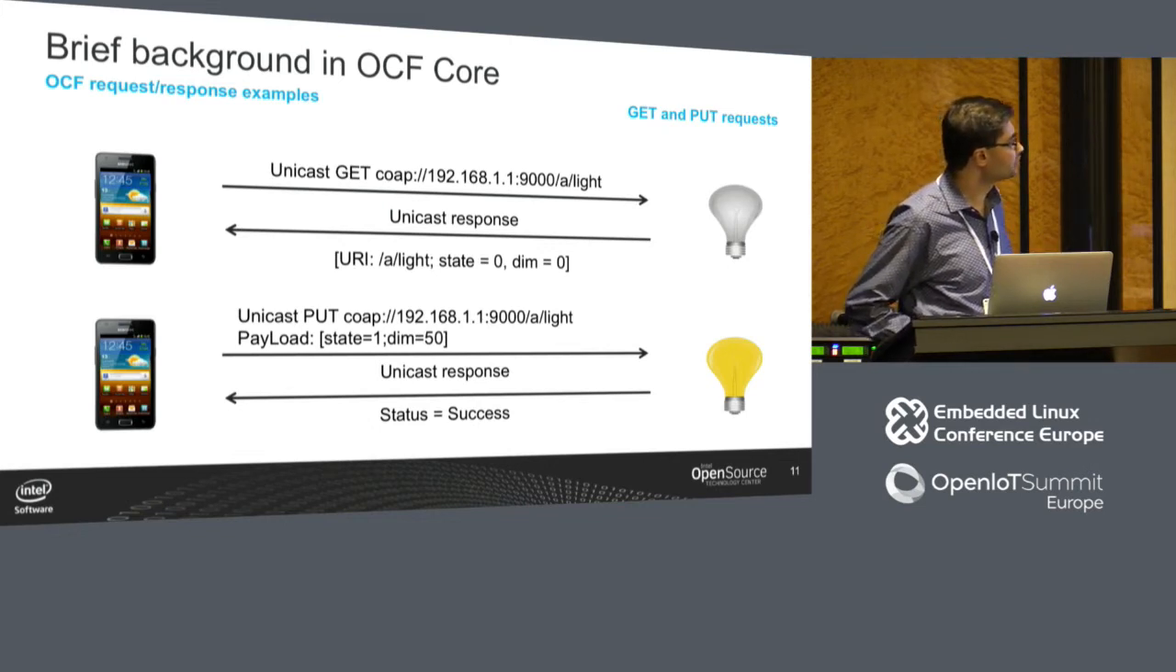The server sends a unicast response with its current representation, which contains two properties, state and dim. The client issues a unicast PUT request to A/light, and its payload includes the representation that it wants to essentially put on the server side. The representation mentions state equal to 1 and dim equal to 50. So this ends up turning on the light bulb and setting the brightness level to 50. On successfully completing this operation, the server sends a unicast response indicating the success status to the client.